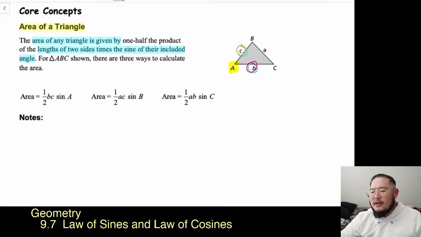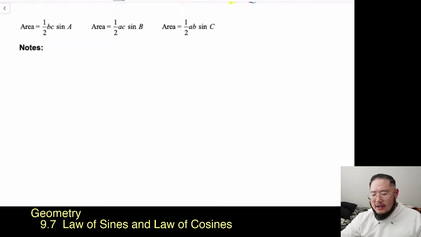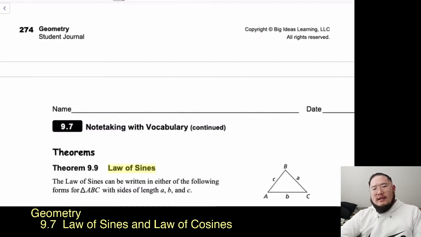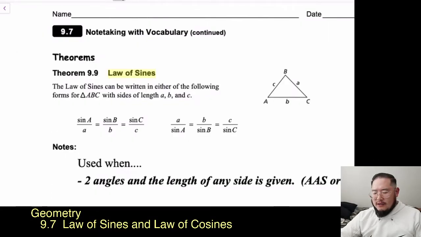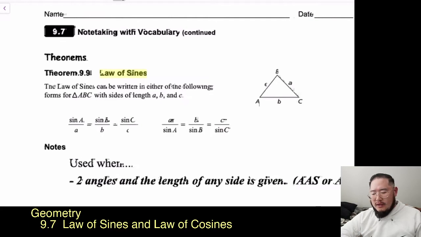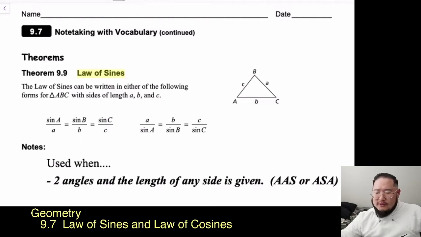So let's go to the main part of our section, the law of sines. What is the law of sines? Well, first off, it helps us find any side or angle. Now, you can only use this if, at the bottom, let me highlight it, you have two angles and the length of any side given. To help you remember, think angle, angle, side, or ASA. Remember, no angle, side, side.